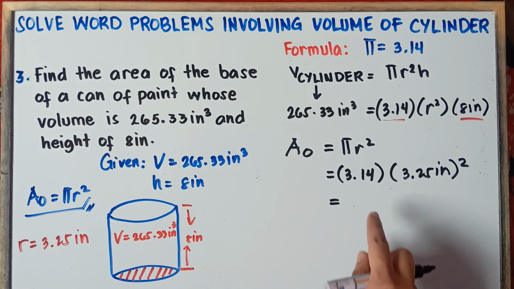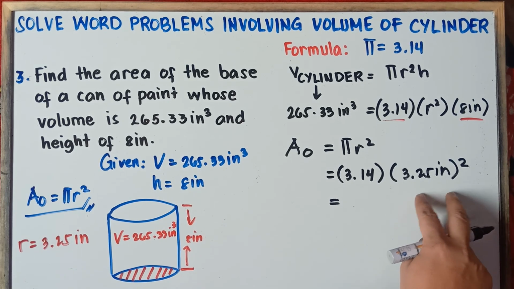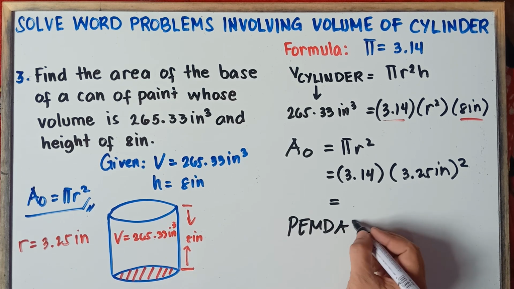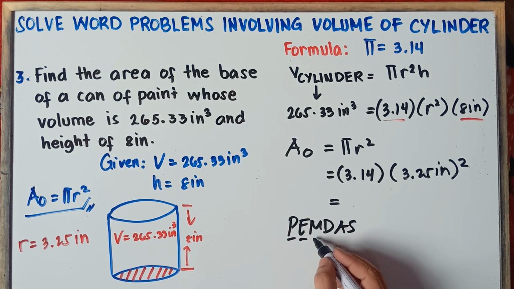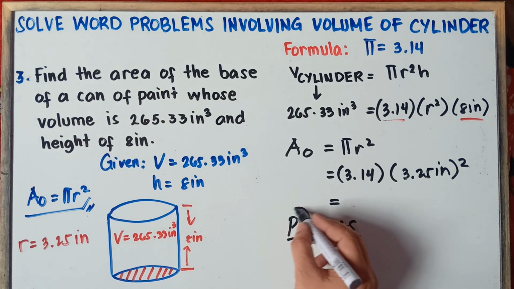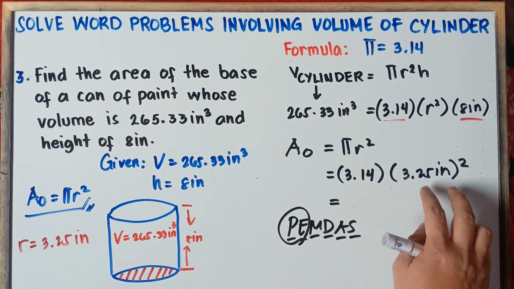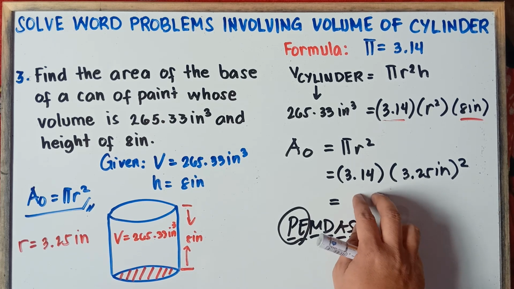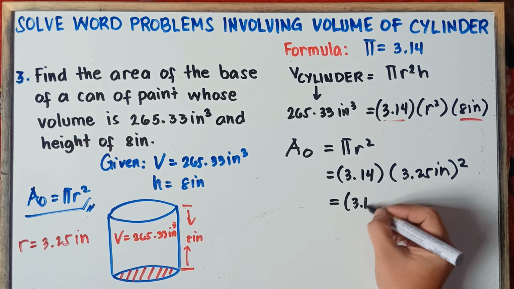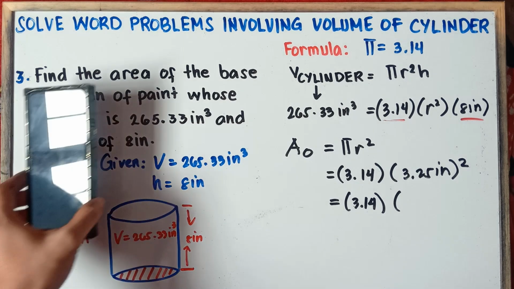Once again, class, do not multiply this one. You simplify this one first. You always follow PEMDAS, class. Just remember, PEMDAS: parentheses, exponents, multiplication, division, addition, subtraction. So parentheses and exponents come first before multiplication. We simplify this one first before we multiply it by 3.14. So simply copy 3.14 and then we simplify this one first.